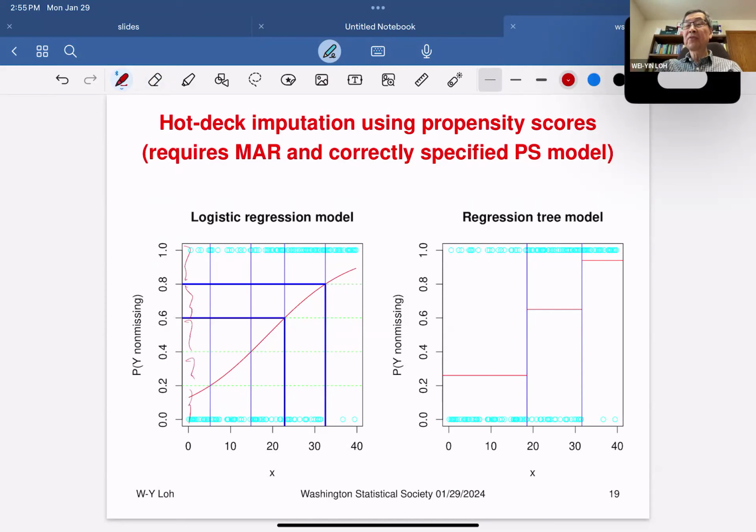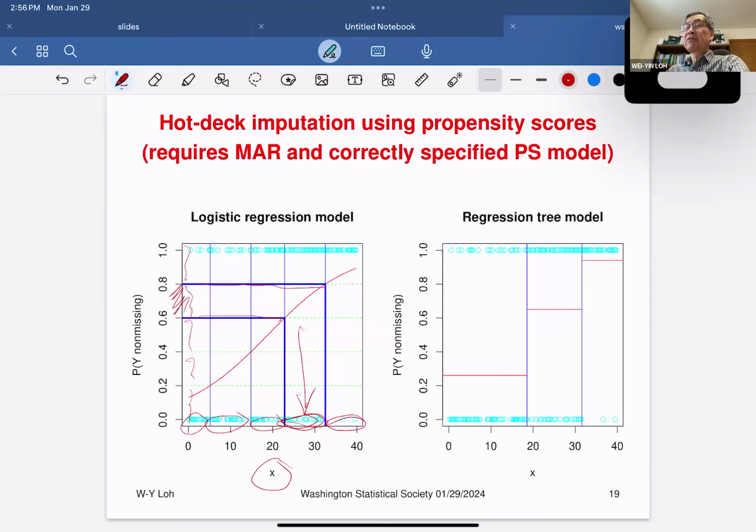So if we are in this fifth, then you draw this line to where it meets that, and then you project down, and then you have 1 imputation cell here. Okay, so the X values in this imputation cell correspond to all those observations whose probability of Y being non-missing is approximately between 0.6 and 0.8, right? So that's how you create the imputation cells with logistic regression.